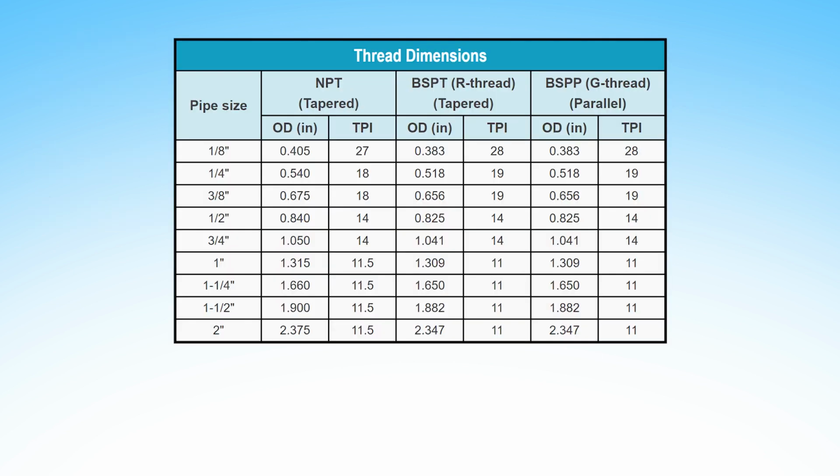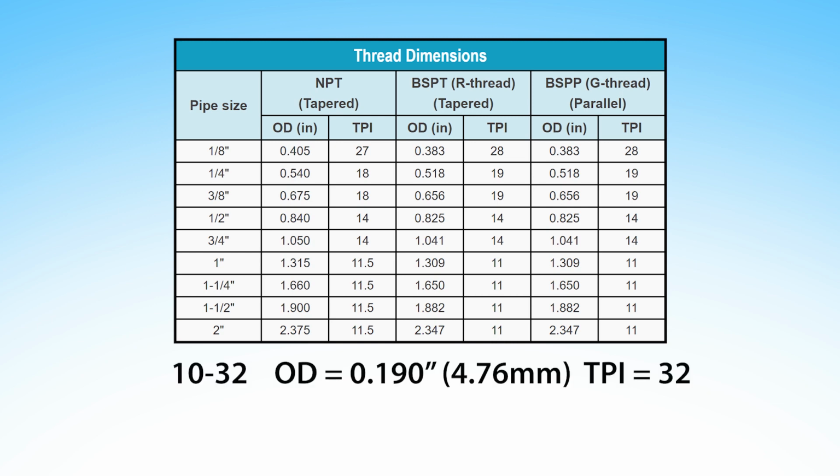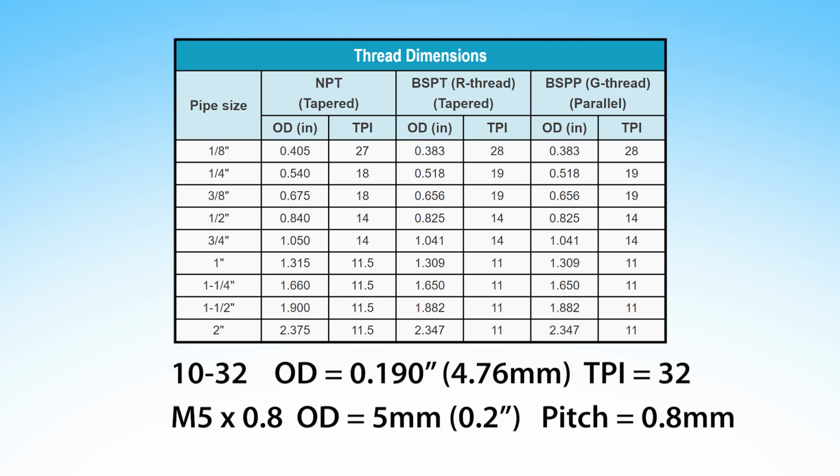There are two very small fittings sometimes used that do not follow these standards. These are 10-32 and M5 by 0.8. These are both parallel threads and use an O-ring to seal. So if you find a fitting that is smaller than listed in the standard tables, see if they match these.